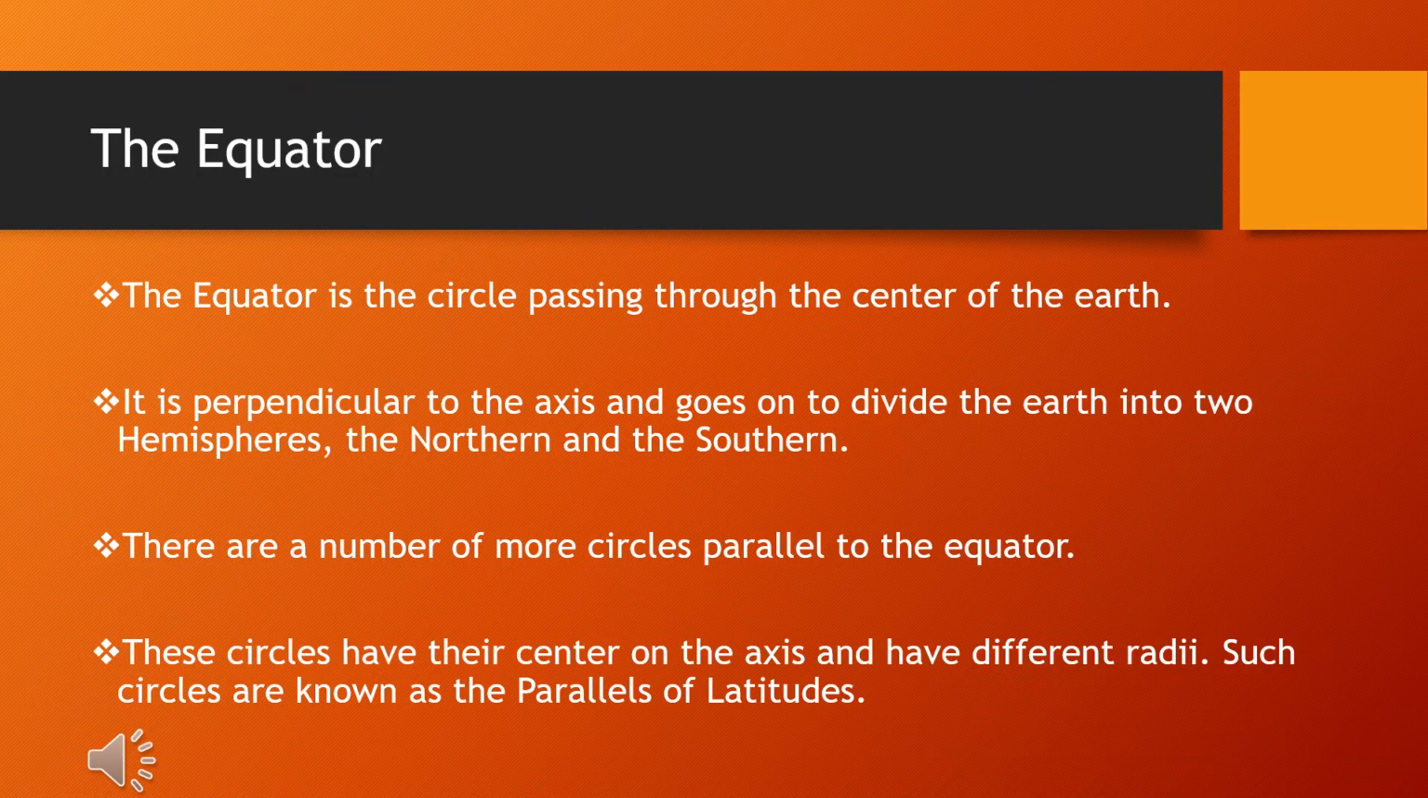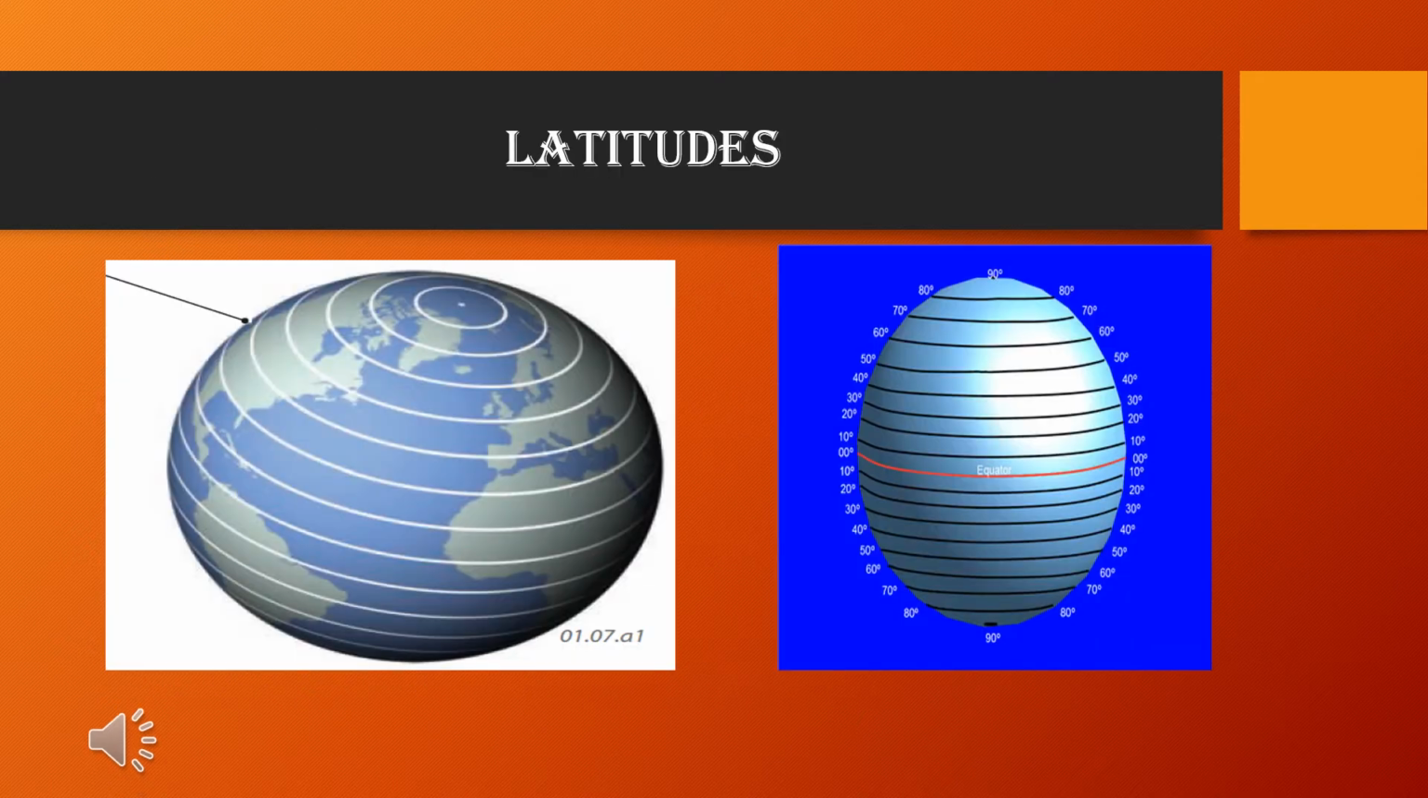Dear students, as discussed in the previous slide, the equator is a circle passing through the center of the earth. It is perpendicular to the axis and goes on to divide the earth into two hemispheres, the southern and the northern hemisphere. There are a number of more circles parallel to the equator. These circles have their centers on their axis and have different radii. Such circles are known as parallels of latitude.